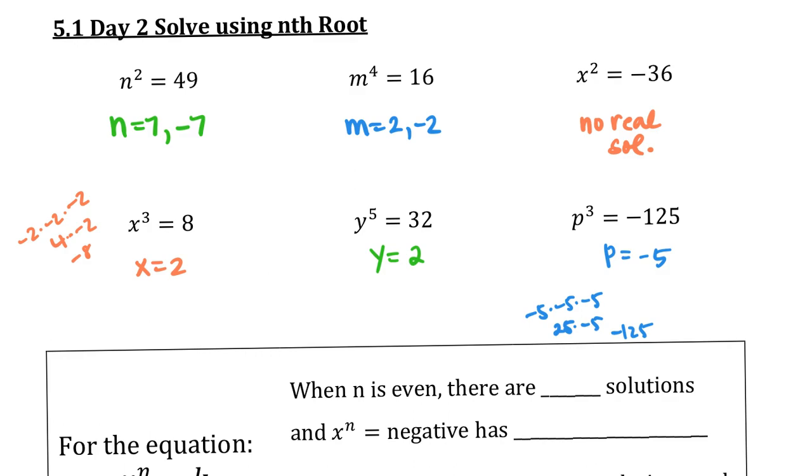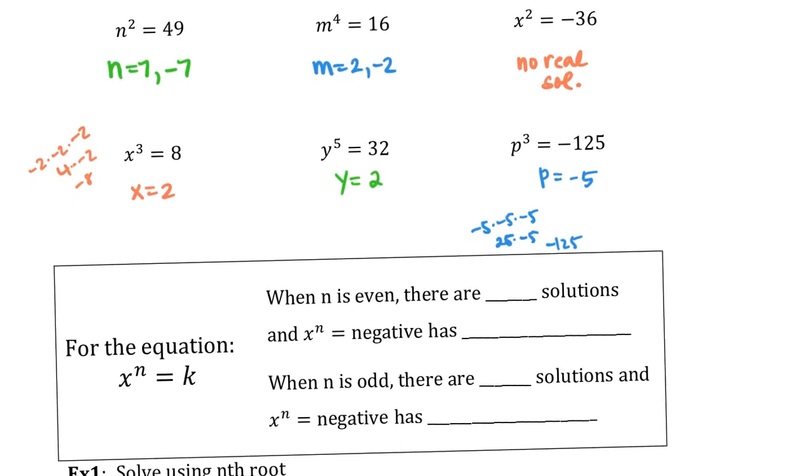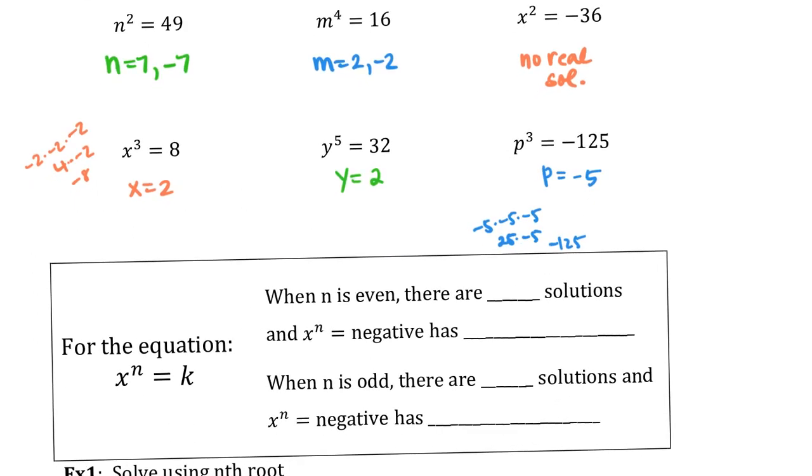Okay, now based on what we just figured out looking at this, let's make some conclusions. So for the equation x to the n equals k, when the exponent is even, how many solutions do we normally get? We got 7, -7, 2, -2. We normally get 2 solutions. Normally, not all the time. Now, what if x to the 2 equals a negative? Well, then I get no real solution. It could be imaginary.